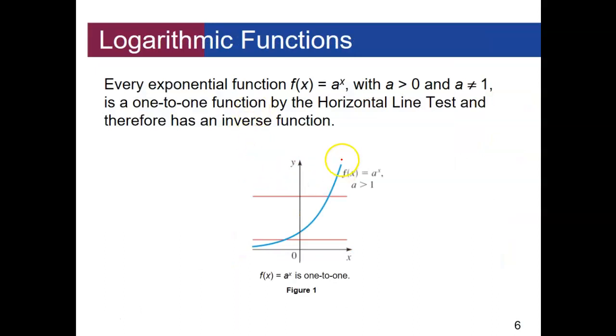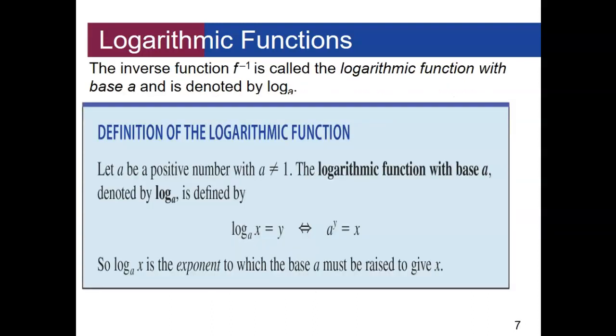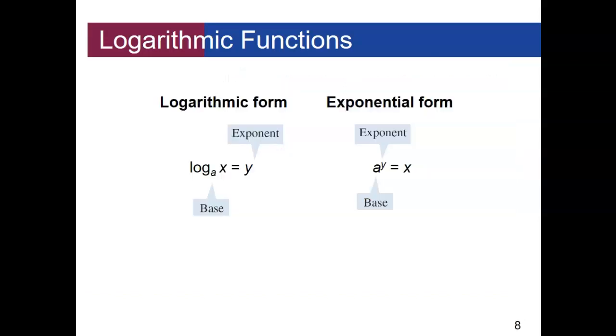Okay, so we just said that the exponential function does have an inverse because it is 1 to 1. It passes the horizontal line test. Looking at this, we have a base of a, and this log base a of x is essentially the exponent here. What I always tell people is this is logarithmic form, and this is exponential form. So you're going to go back and forth between the two, and I have a slide that shows you how to do that.